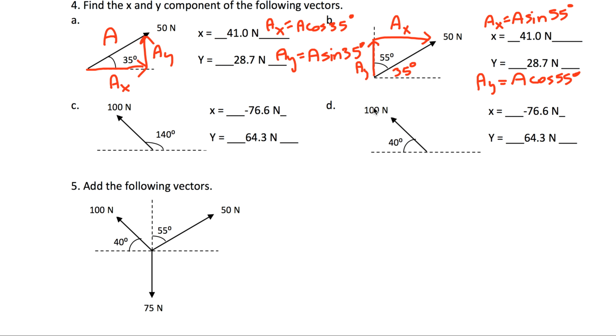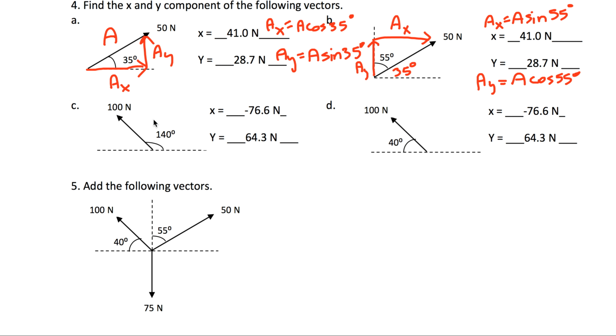C and D are also the same vector, but the point is getting used to being able to do the problem no matter what angle you're given. And you can always choose what angle to use, right? If you didn't want to use this 55, you could have drawn this 35 here and done this one the exact same way as this one.